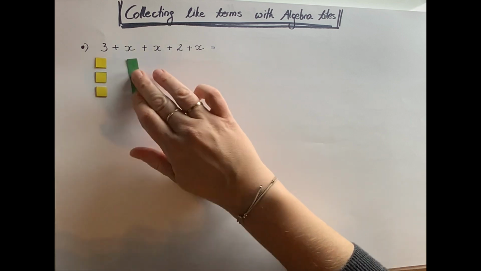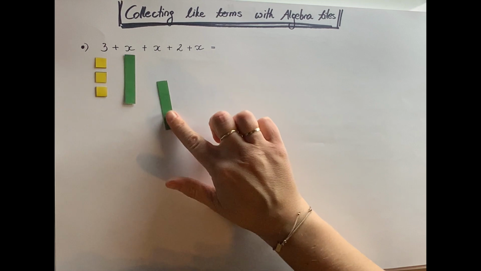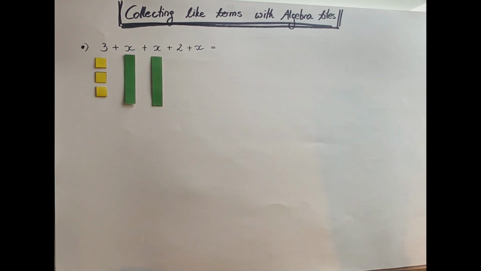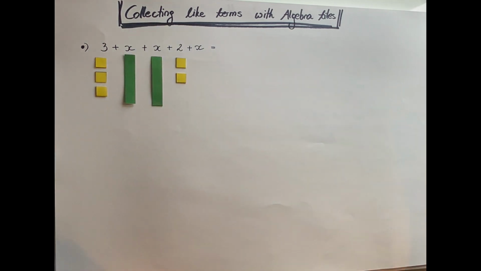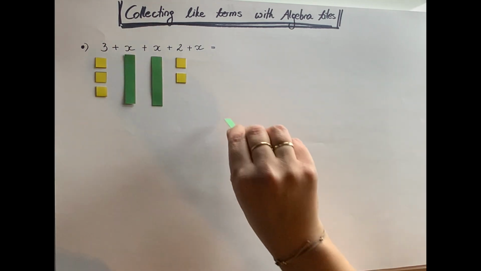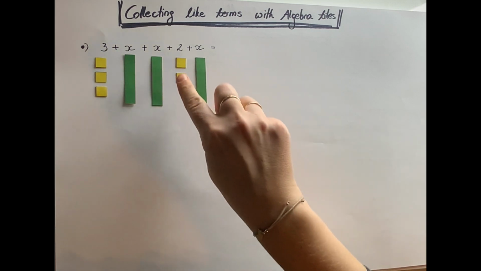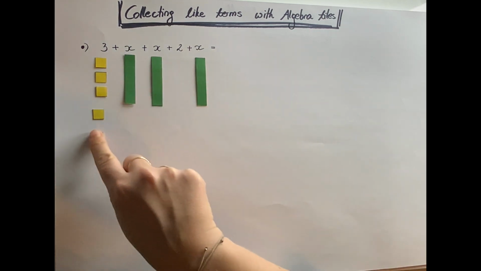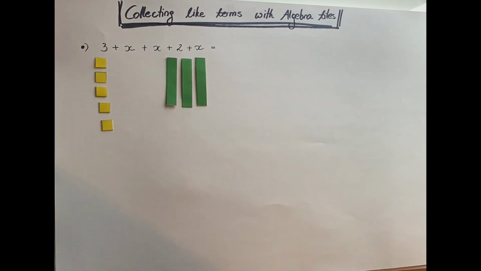Then we need 1 tile representing x. So this here, that's our x tile. And we have another one of those x. Then we have another 2 unit tiles, 1, 2. And we have another x tile here. And now we would like to collect the like terms, which are these and these, to simplify this term.